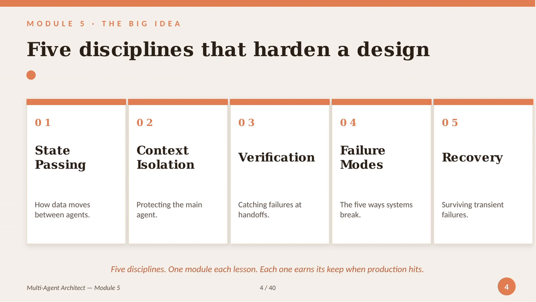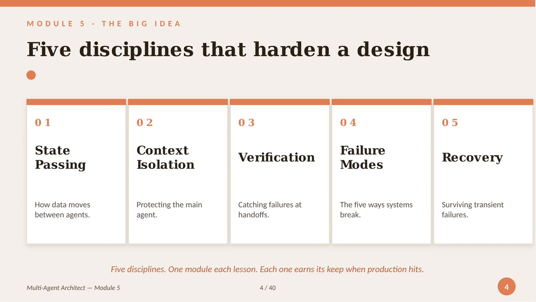Item map of the territory. 5 disciplines. Discipline 1. State passing. How data moves between agents. 3 options, prompts, files, tool returns, with different trade-offs. Production systems use all 3. The discipline is choosing per handoff, not per system.